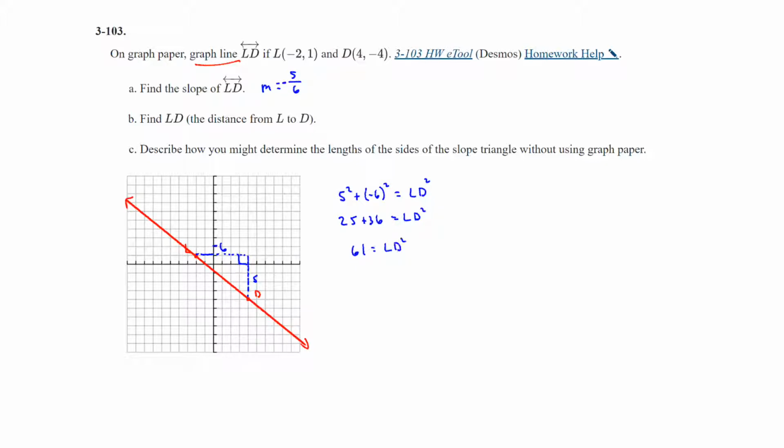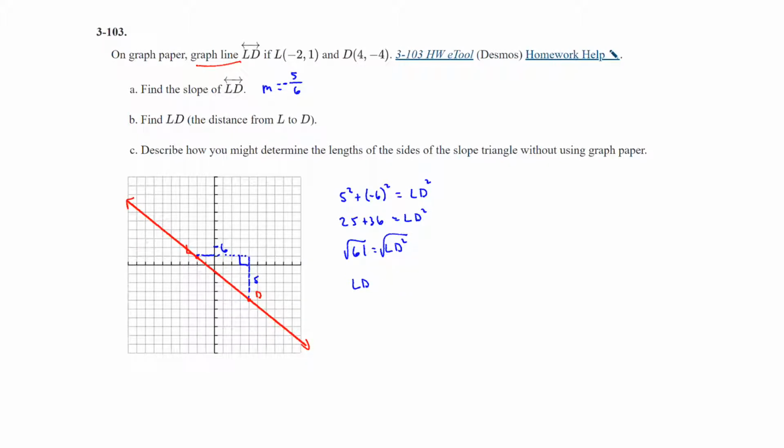And then to find that distance, we're going to take the square root so that we can get LD. That's not a perfect square, so it's the square root of 61, that would be the exact. So I'll say LD is equal to the square root of 61. That's the exact answer, or the approximate answer is 7.81 units.